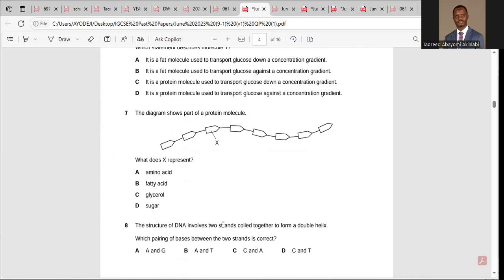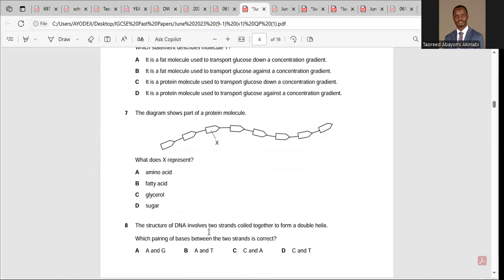The beauty of paper 2 is that the questions are arranged according to the topics in the syllabus. That gives a form of mental stability to be able to follow through the questions the way they are arranged in the syllabus. Now, because this is a protein molecule, which is biological molecules, and the smallest unit of protein is amino acid. That means molecule X will be amino acid.